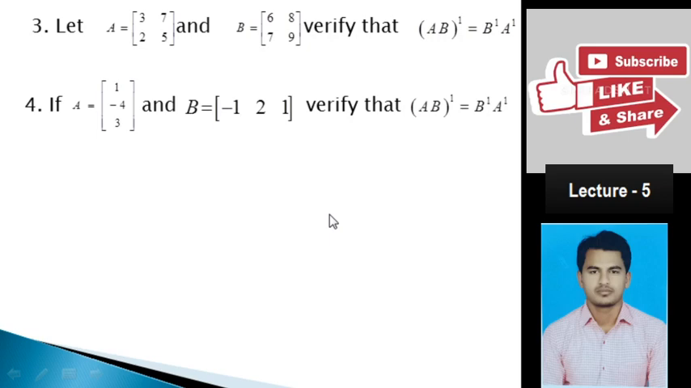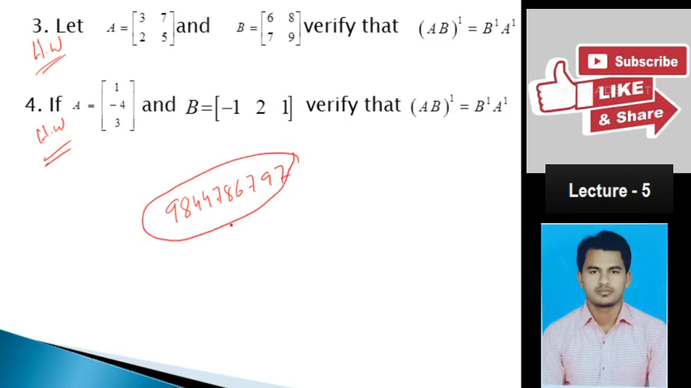Okay, so these two problems are for homework. So try yourself. If you have any doubts, you can message or WhatsApp me. You can message me through my mobile number, that is 9844 786 797. If you have any doubts, okay.